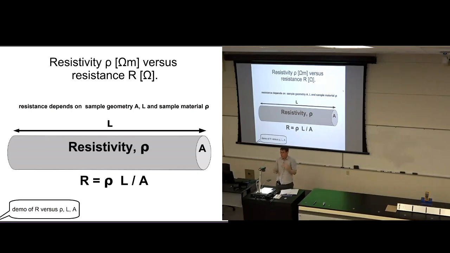So the geometry dependence, we just use common sense, right? It's got to depend on the length of the wire, proportional to L. It's got to depend inversely on the cross-section of the wire. So it's going to depend on L over A.